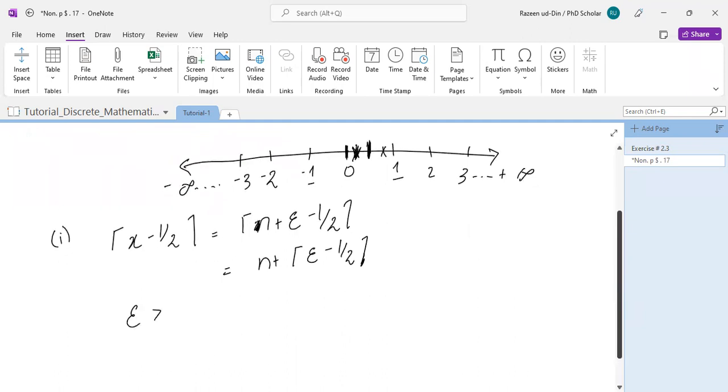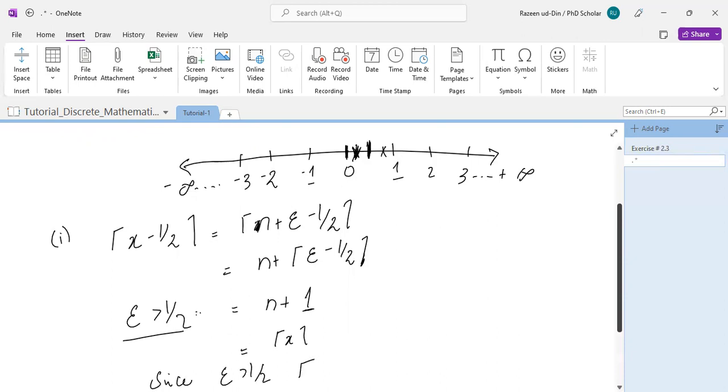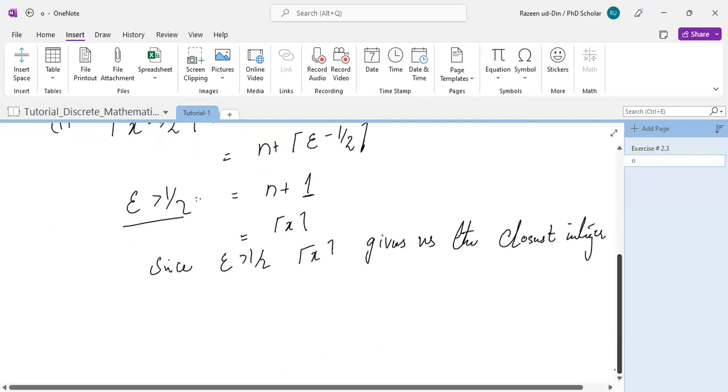So when we take epsilon greater than half, what do we get? Since it is greater than half, the value gives us 1, right? And we know that n plus 1 is the ceiling of x, and since epsilon is greater than half, this ceiling gives us the closest integer. Okay, so we proved the first part.